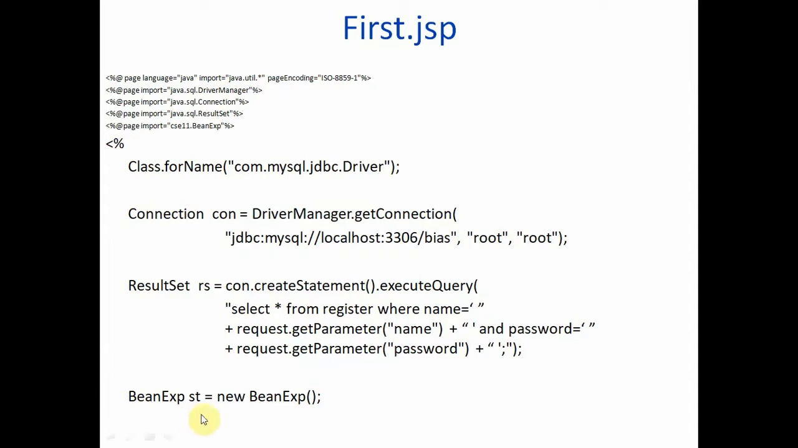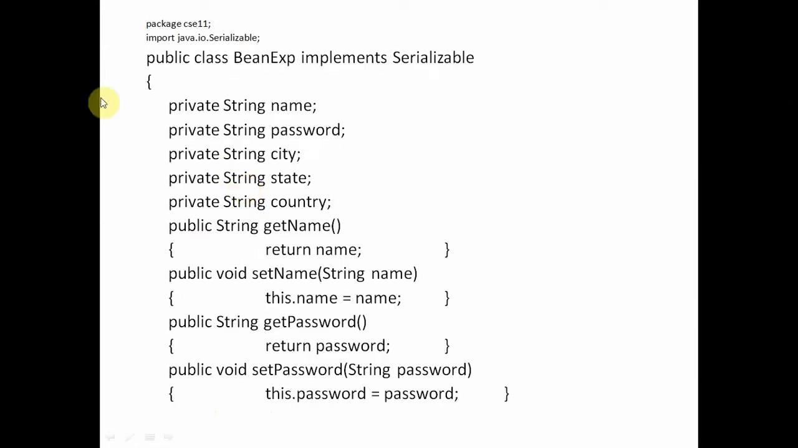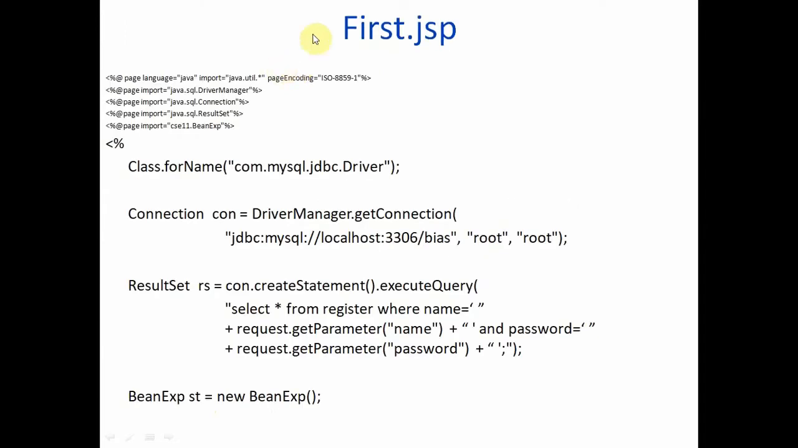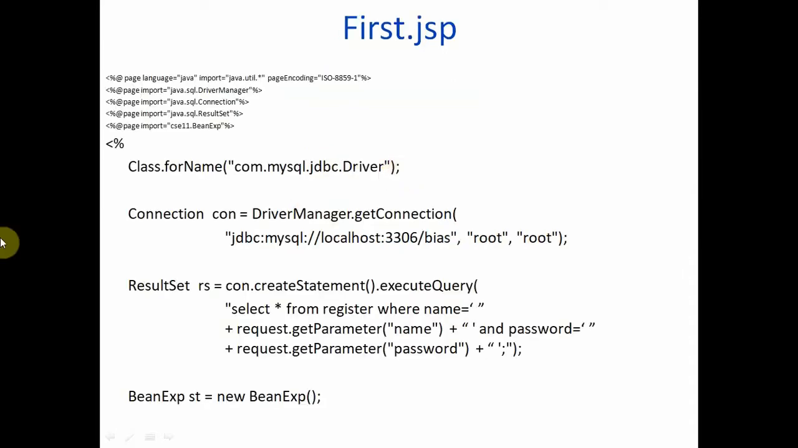Here you can see BeanExample and its object st equals new BeanExample. So in first.jsp we will use the BeanExample class. You can see the class name is BeanExample. So this BeanExample will be used in first.jsp. After clicking on the submit button, it will execute first.jsp.